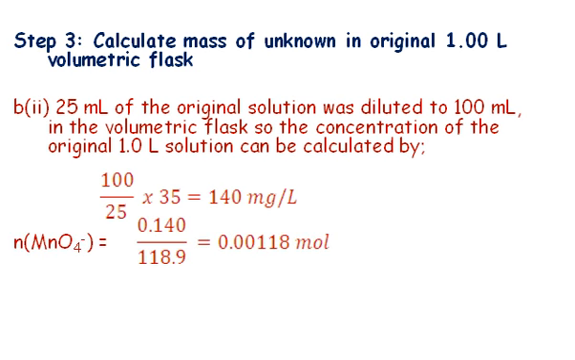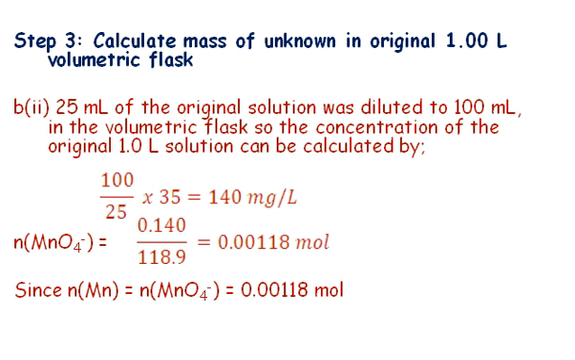We can work out the number of moles of permanganate then by dividing the mass, this time in grams, which is 0.140, divided by the molar mass of permanganate, which is 118.9, and that gives us a number of moles of 0.00118 moles.